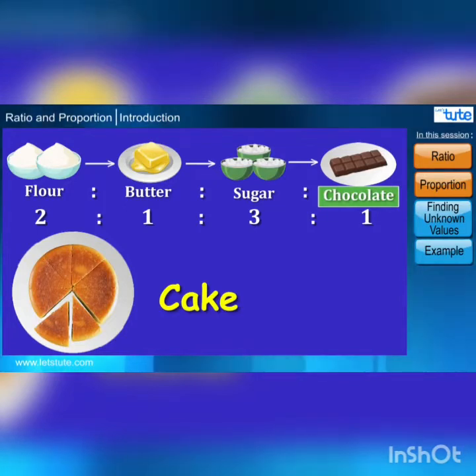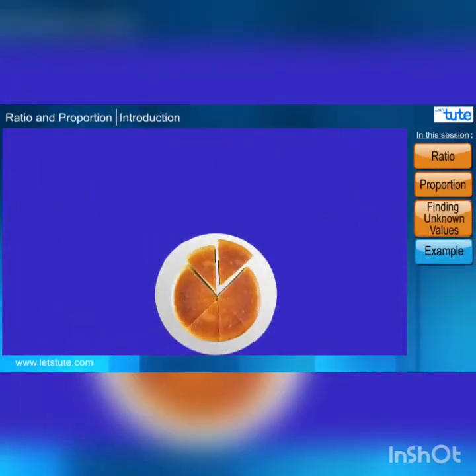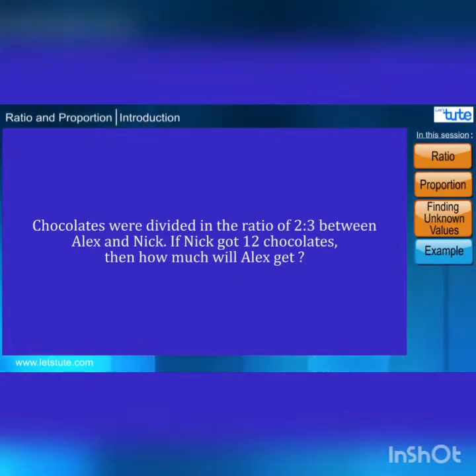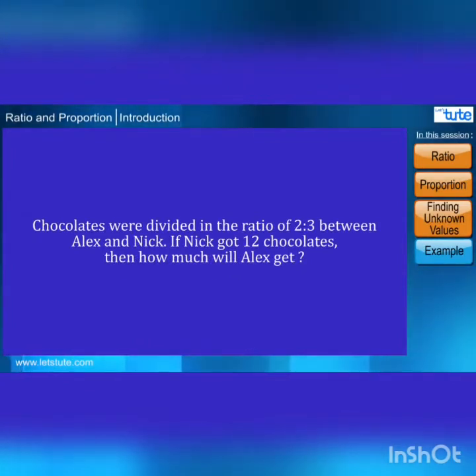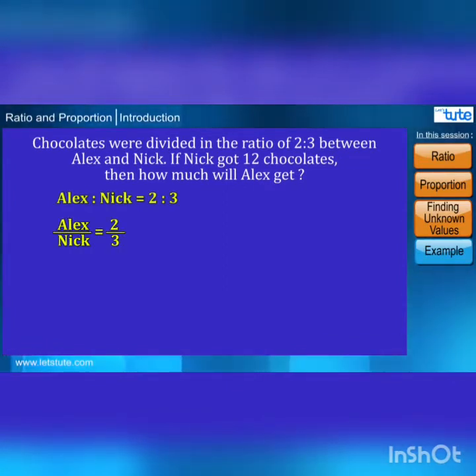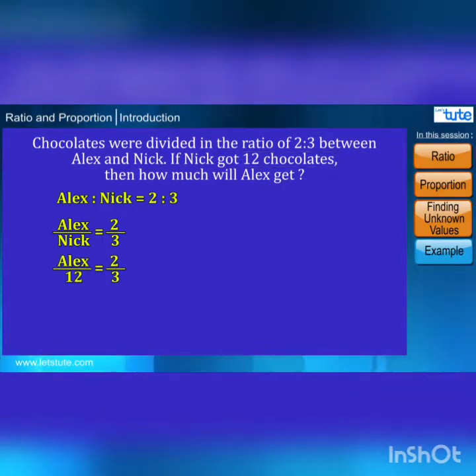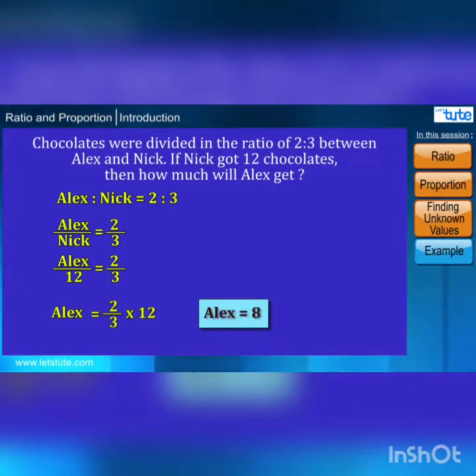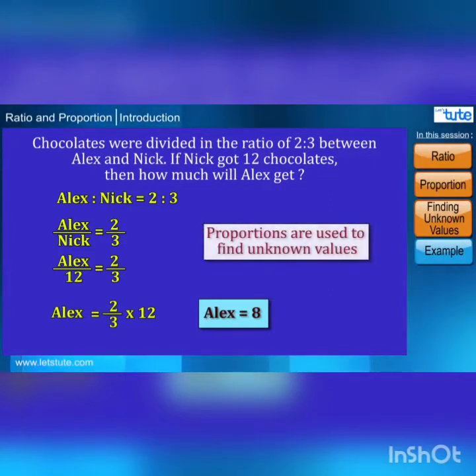Proportions are also used to find unknown quantities. For example, chocolates were divided in the ratio of 2:3 between Alex and Nick. If Nick got 12 chocolates, then how many chocolates did Alex get? Here, we know the ratio of chocolates between Alex and Nick is 2:3, and we can write this as, now we know Nick has got 12 chocolates, so let's put that value here. After cross multiplying, we get the value as 8. That is, Alex will have 8 chocolates. Proportions are majorly used in such cases where we have to find the unknown values.